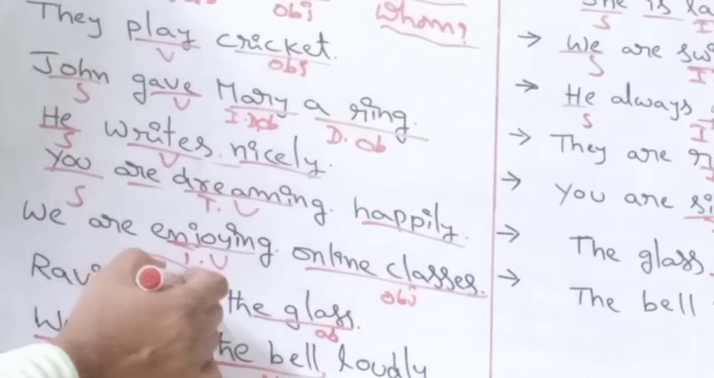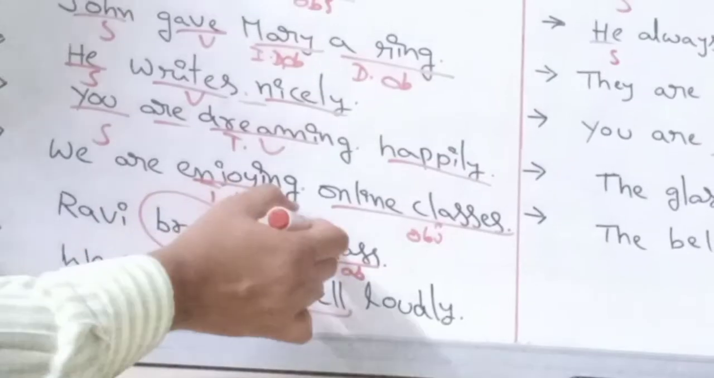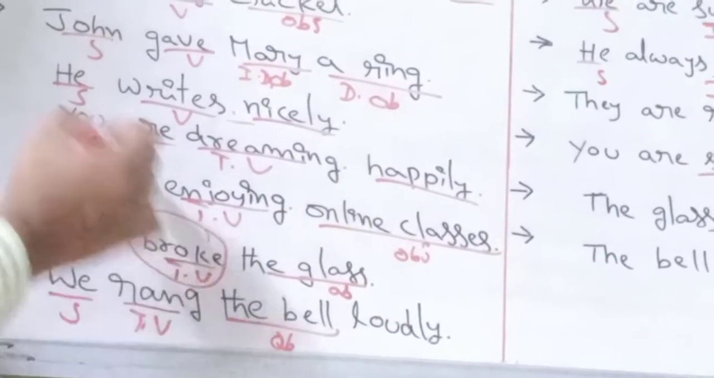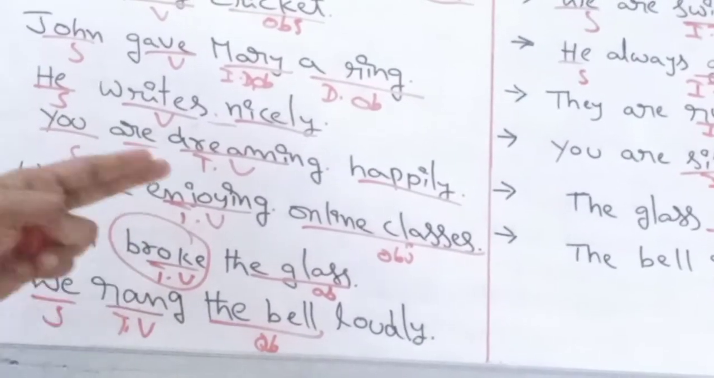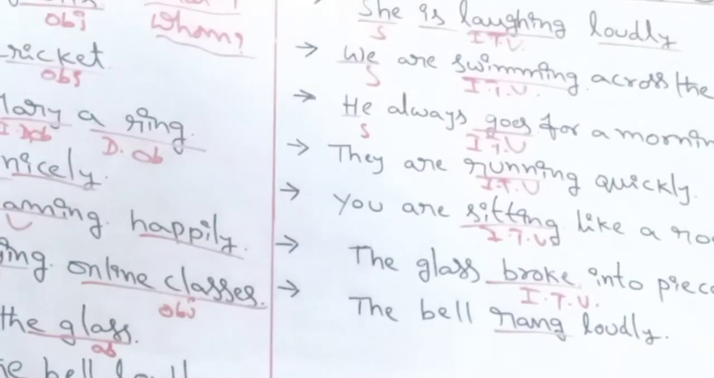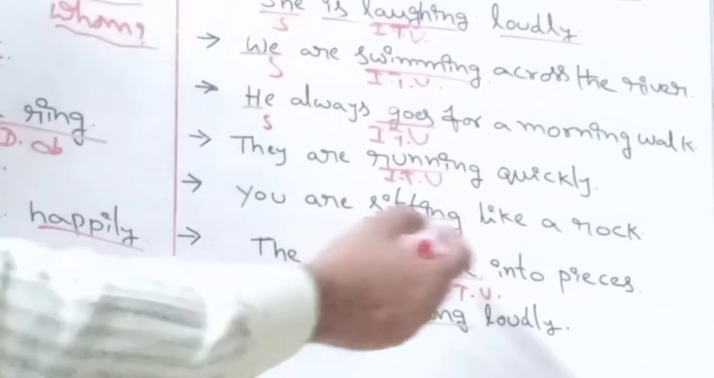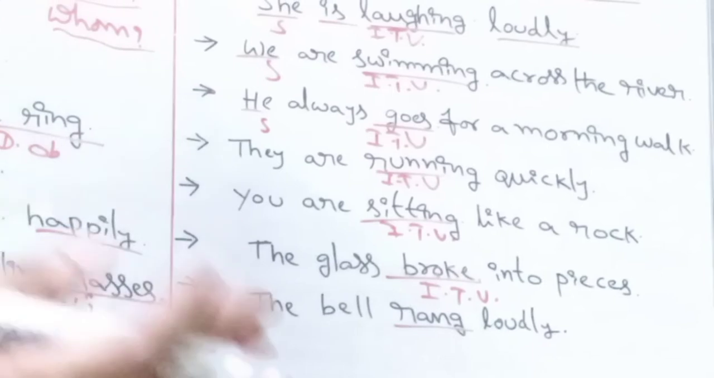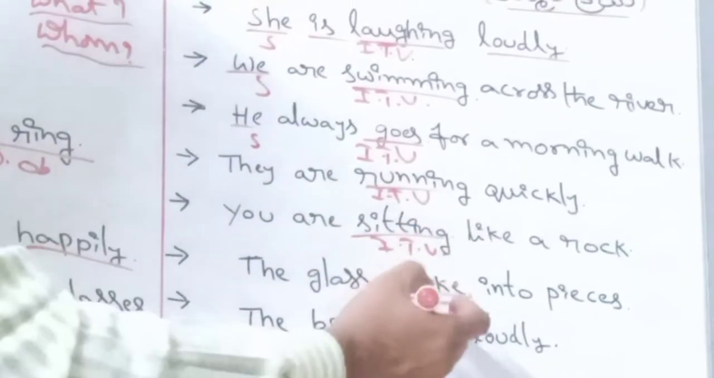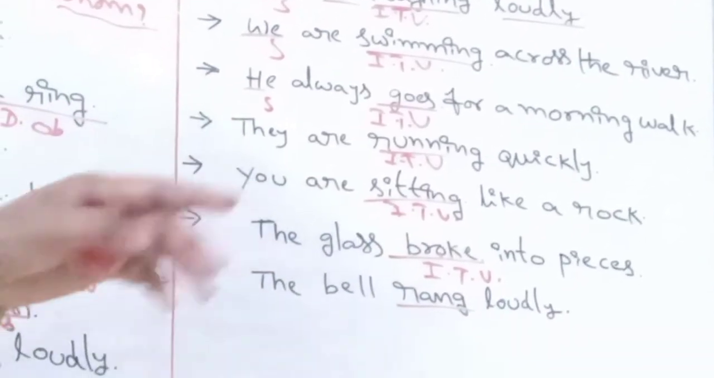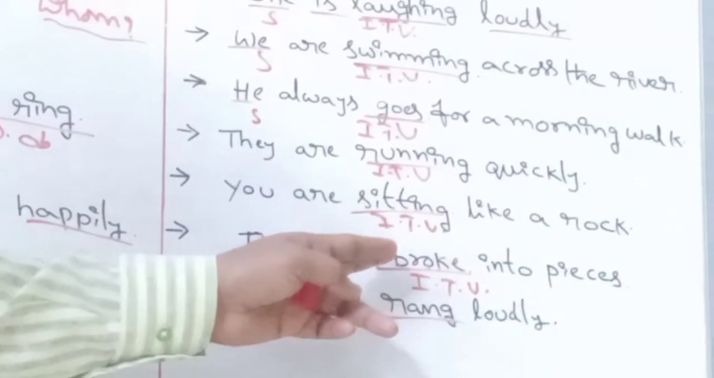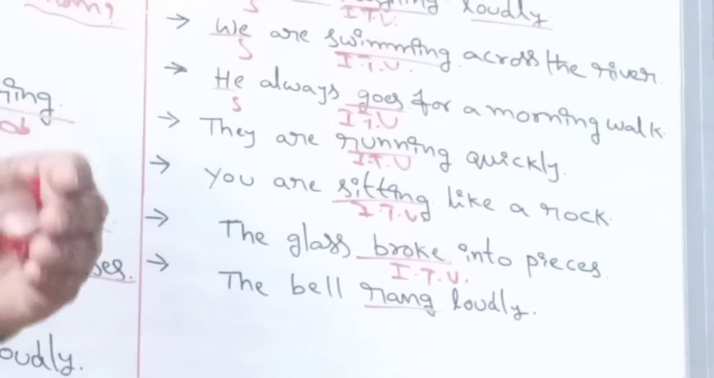So, Ravi broke the glass. Here, broke what? The glass. Answer is possible. That's why object is there. Object is the glass. So here, broke becomes a transitive verb. But in this case, the glass broke into pieces. The glass broke what? No answer. The glass broke whom? No answer. So object is not possible. So here, in this particular situation, the verb broke becomes an intransitive verb.